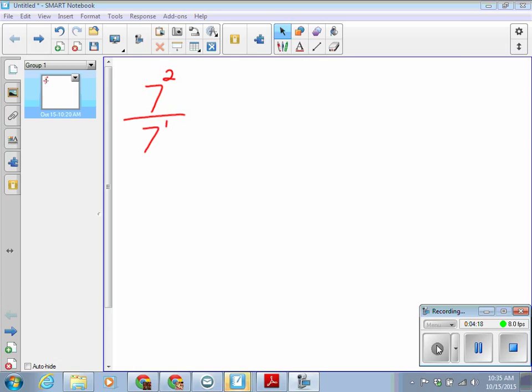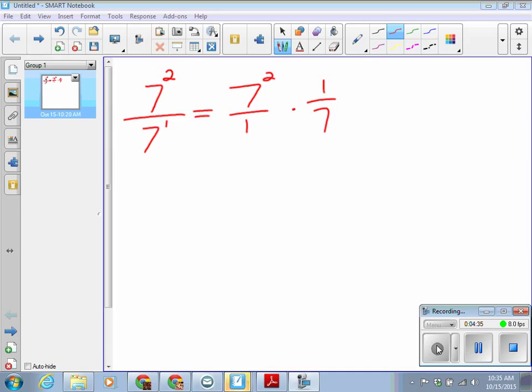All right, guys. So using what we just learned, how can I rewrite 7 squared over 7 to the first power? Well, first, let me split them up so I can see them better. Times 1 over 7 to the first power. Okay, so let's rewrite both of these. Well, my 7 squared is still 7 squared. I like that how it is. That looks fine. There's no negatives in there.